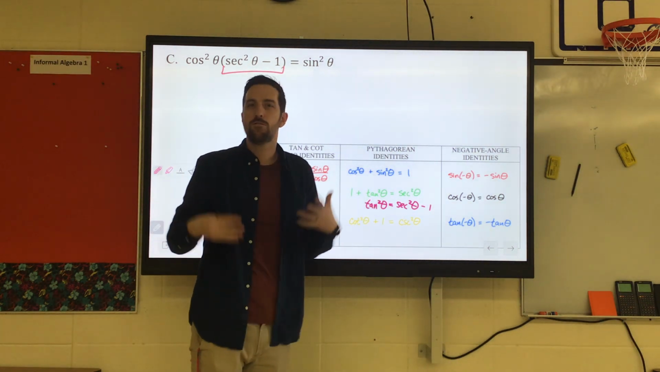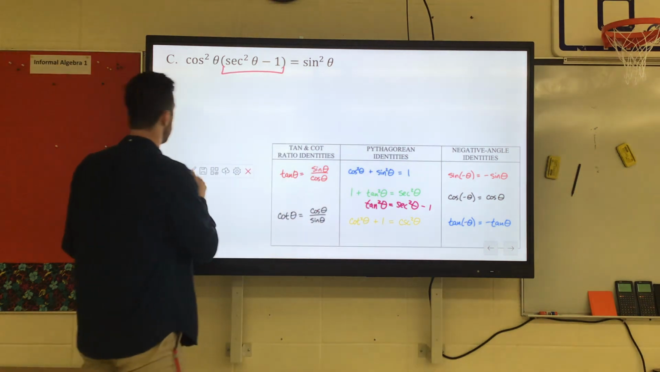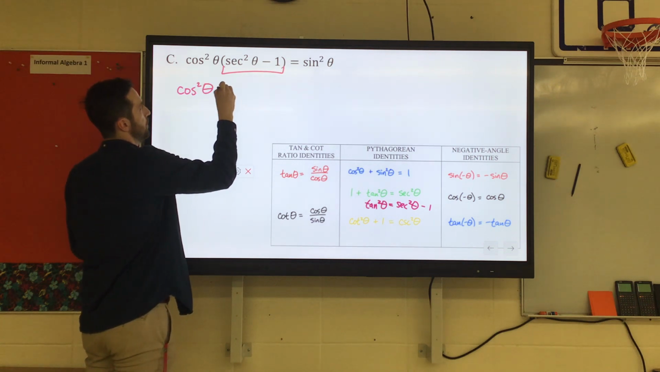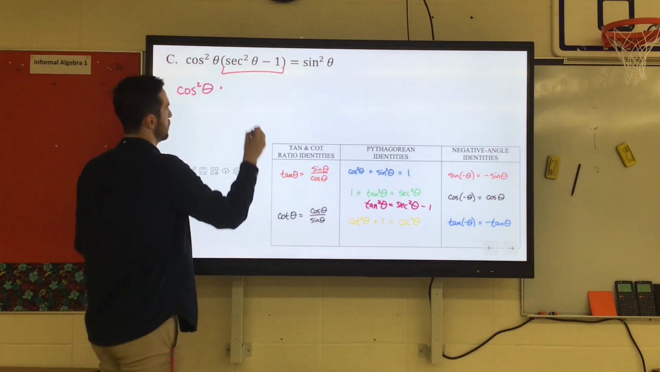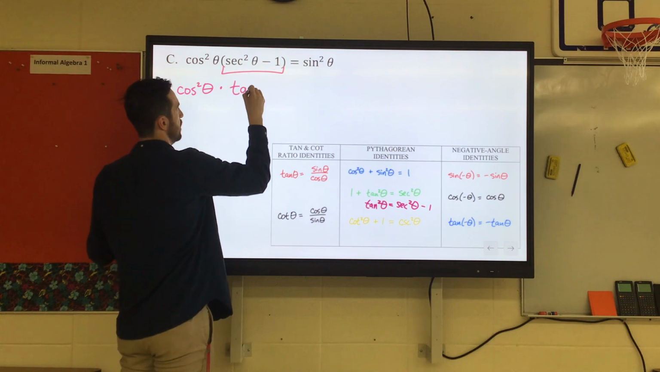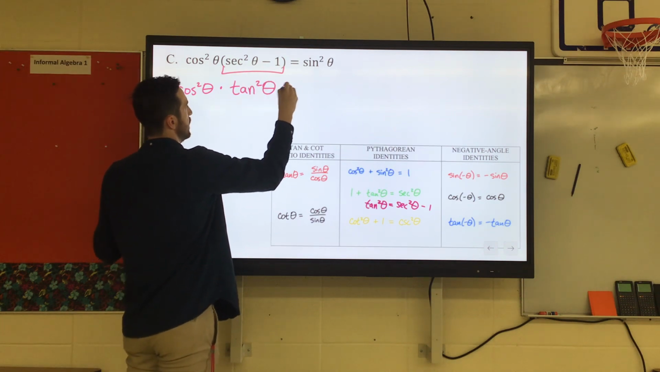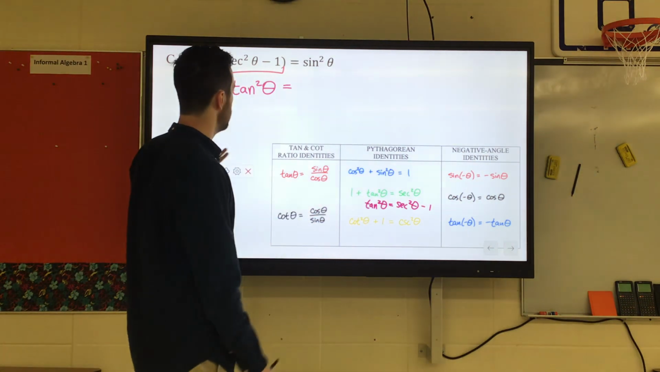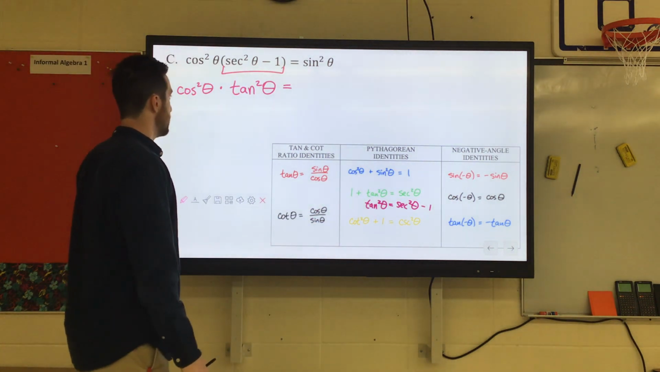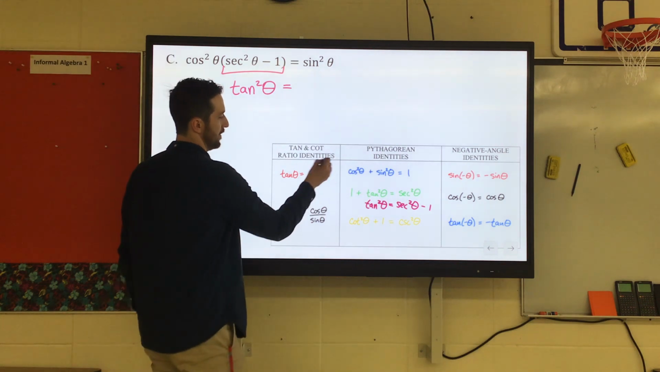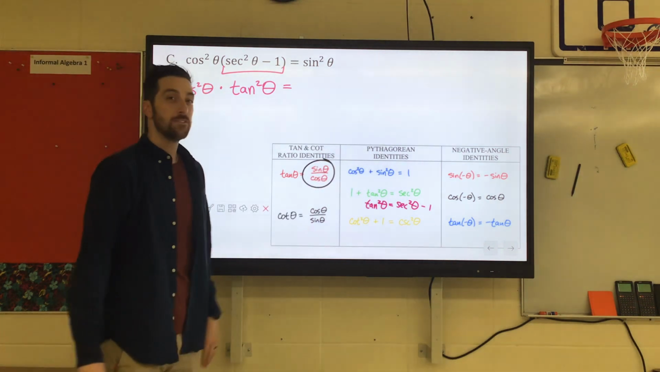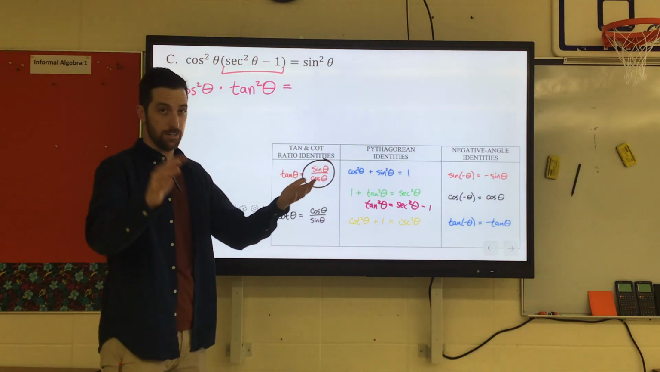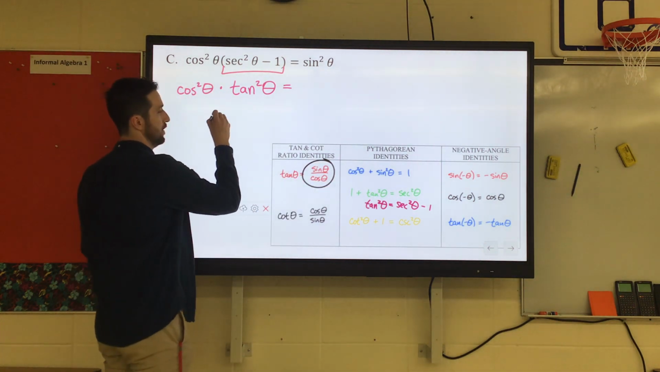It's like substitution when we did systems of equations, very similar. So we'll have cosine squared theta times tan squared theta. But again, we're trying to get it to sine squared theta. So let's see what else we can do. I know that tangent of theta is sine over cosine. So that means tangent squared theta would be sine squared over cosine squared. Let's see if that gets us anywhere.